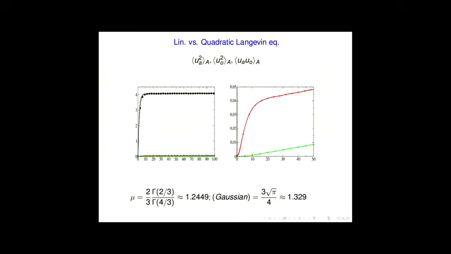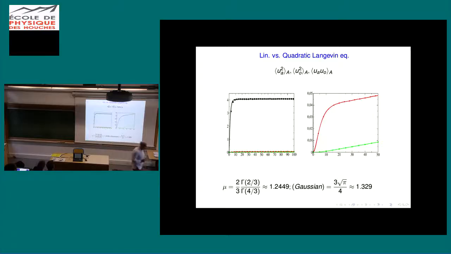But in fact, I managed to calculate the true value of nu, which is just given here, where gamma is the gamma function. So it's the gamma function of 2/3 divided by the gamma function of 4/3, and 2/3 of this. The true value is 1.25 something, and this is 1.3, the Gaussian value. So it's not too different, but it's different.